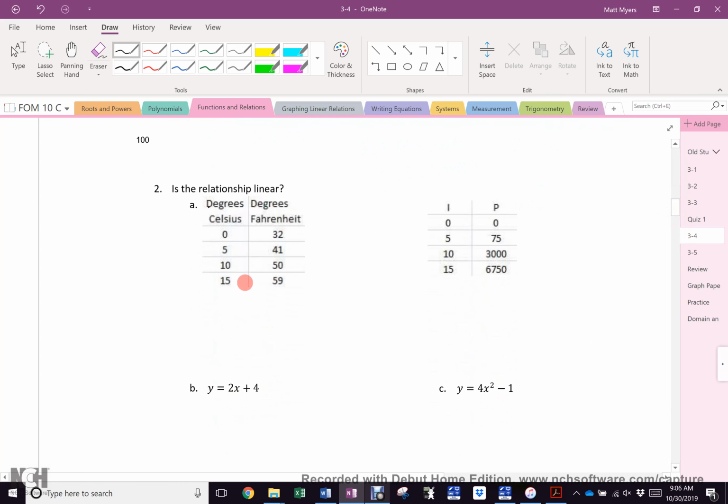What do I have here? Table of values or words or graph? I have a T-chart. This is a table of values. Is it linear? Let's check. How much did I go up by there? 5. How much did I go up by there? 5. Is it linear? Yes.